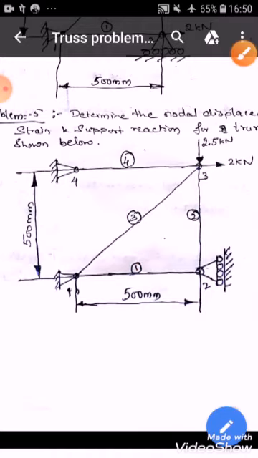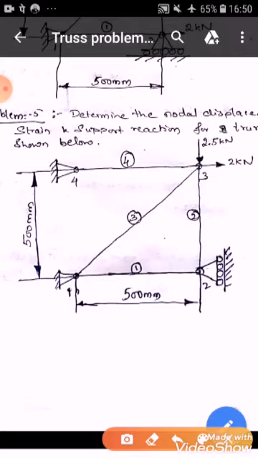I have to tell these local nodes and all. For element 1, this is its length, 500 mm. You have to measure its angle at its local node 1. So local node 1 is this 1 only, and what is the angle made by it? It is 0 degrees.